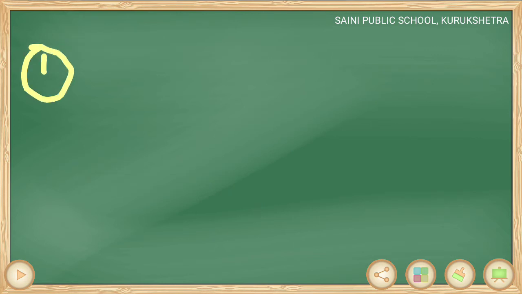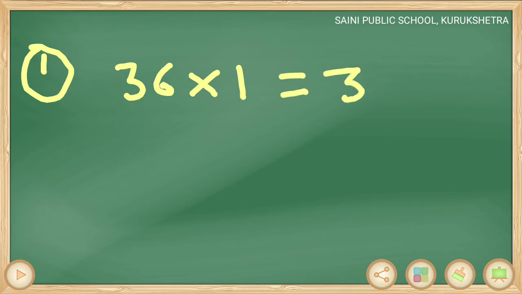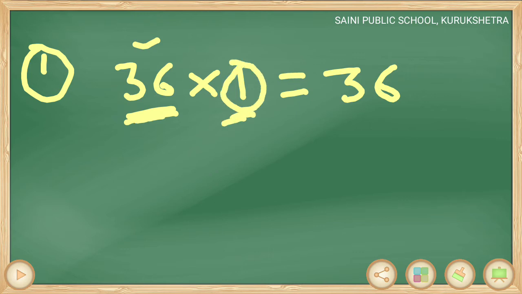The first property says that when we multiply a number by 1, then our product is always the number itself. Means when we multiply a number, in this example I am taking the number 36, if we multiply it by 1, means the multiplier is 1, then our product is always the number itself, whether the number is 2 digit, 3 digit, or 5 digit, 6 digit.